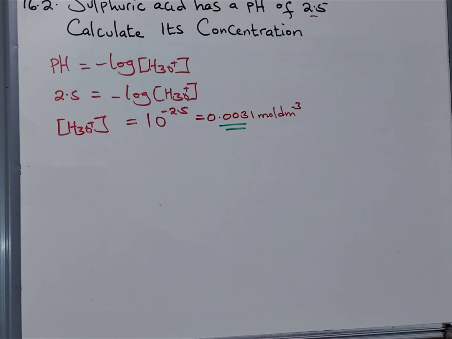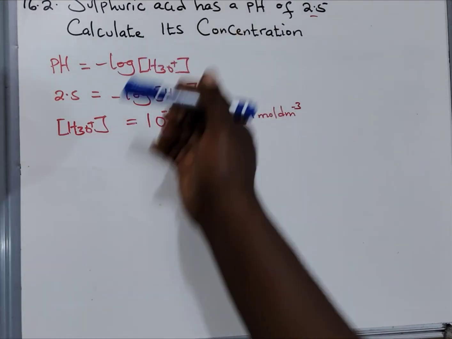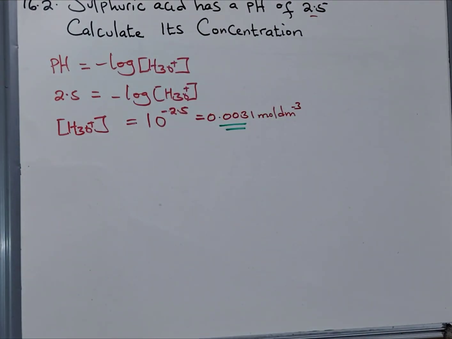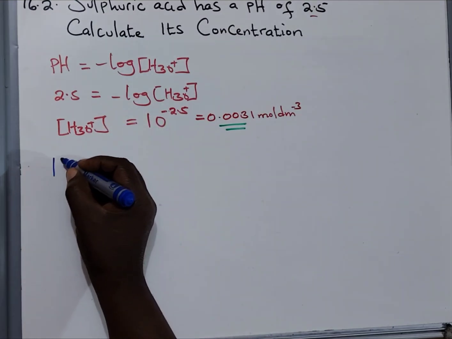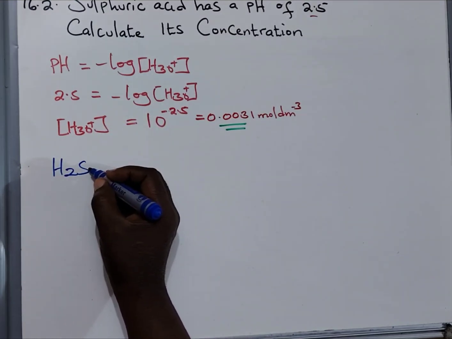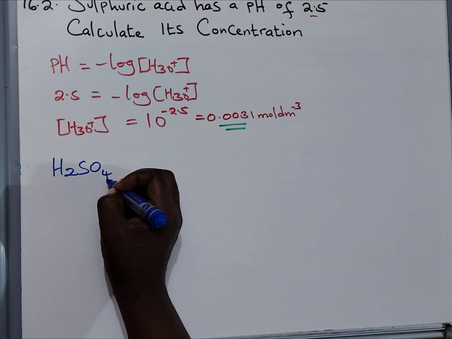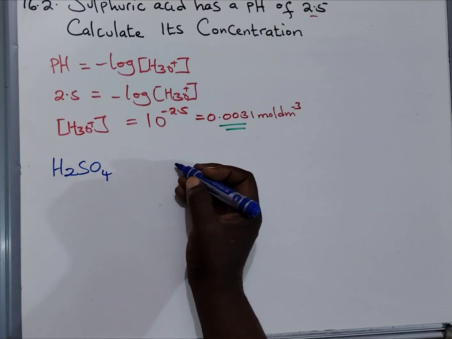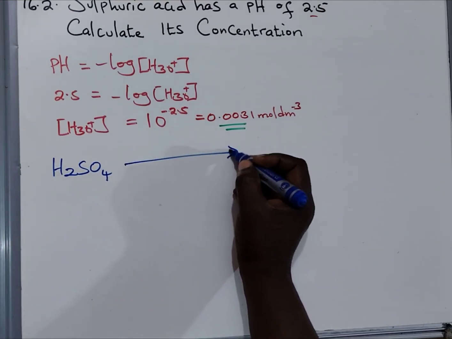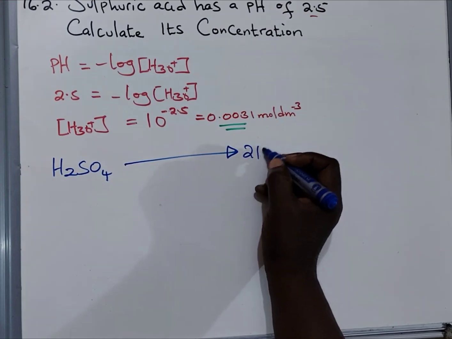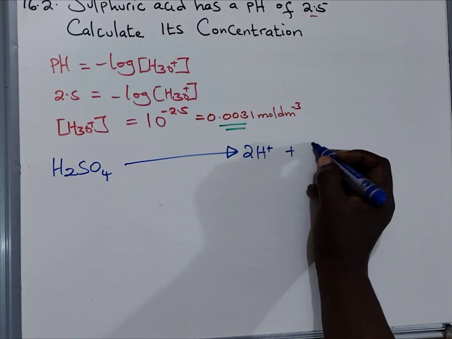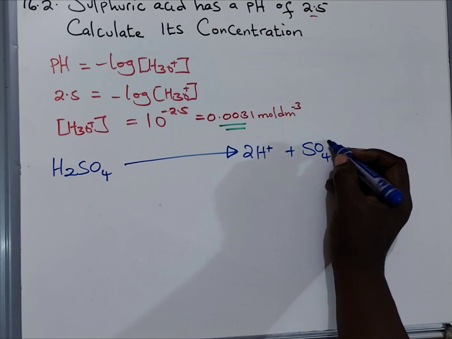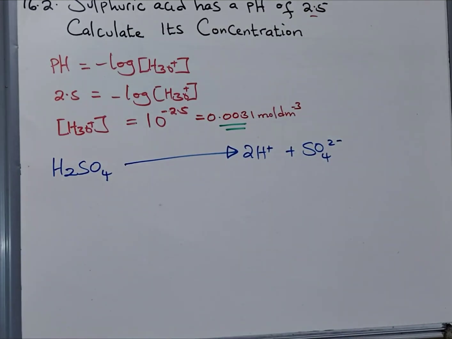Next step is to have our equilibrium for ionization of sulfuric acid. We know that sulfuric acid is H2SO4. It is a strong acid, so it completely ionizes to give you hydronium ions or hydrogen ions plus sulfate.